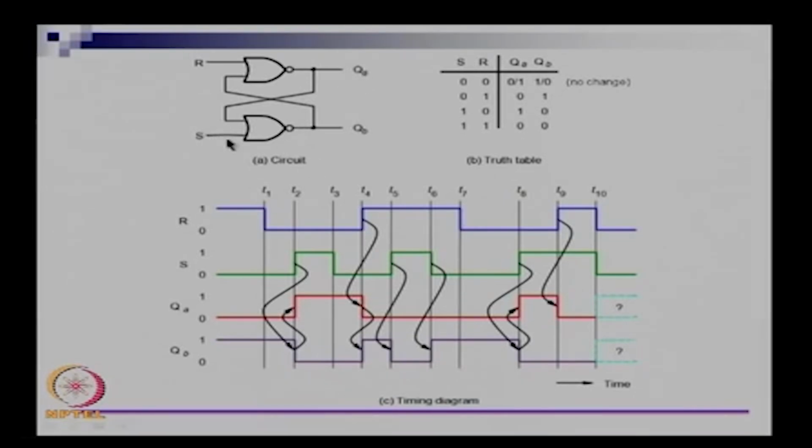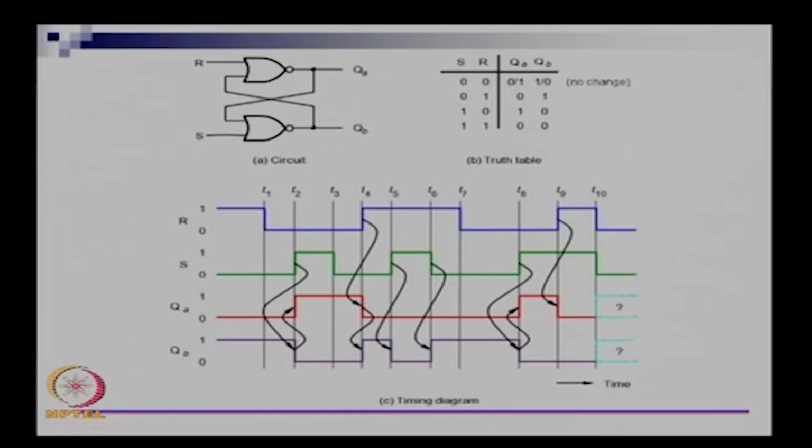Let us say at the same time I was evaluating S, before this QA changes to 1, let us assume that QA was already 0. So if it is at 0, let us now evaluate S. This was at 0 and S also went to 0, so 0 and 0, 0 or 0 gives 0 and the NOR will make it 1. So if both R and S simultaneously go to 0, QA and QB both will go simultaneously to 1.